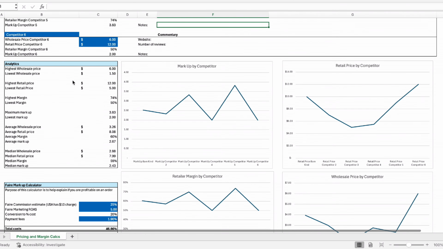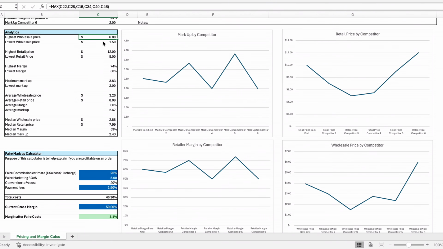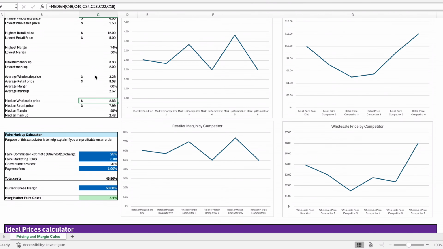And then we've got some analytics here as well. So what's the highest wholesale price, lowest wholesale price, and really everything in between. What I like to do is go off the averages or the medians. This gives you a rough idea of where you should be sitting within the business. So for example, we've got Faire Kind bamboo socks. The average wholesale price we need to compete against is $3.26. The average retail price we should be selling at is $8.08. That would give us a 2.67 times markup, at least on average across all of the products.